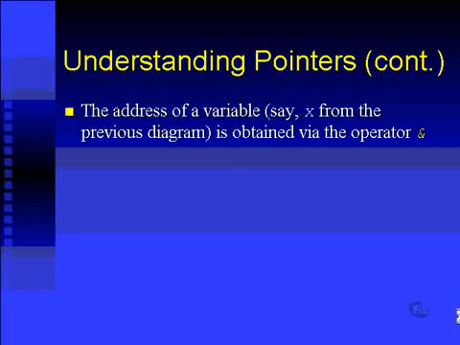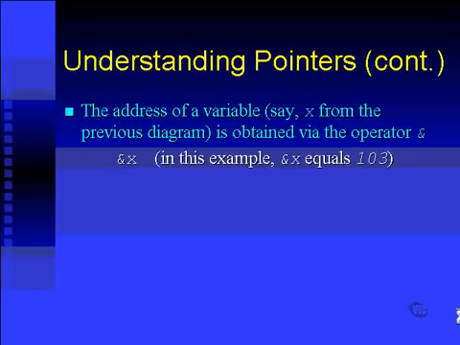So, this is how we get the address of a variable. Let's say we've got the variable x from the previous diagram, and we want to get the address of it. Then we use the operator ampersand. Ampersand is used to obtain the address of a variable. In other words, you could write the address of x as the following: ampersand x. You read that as the address of x.